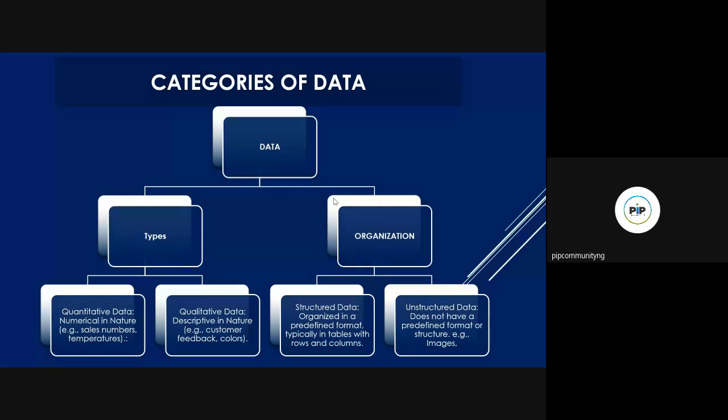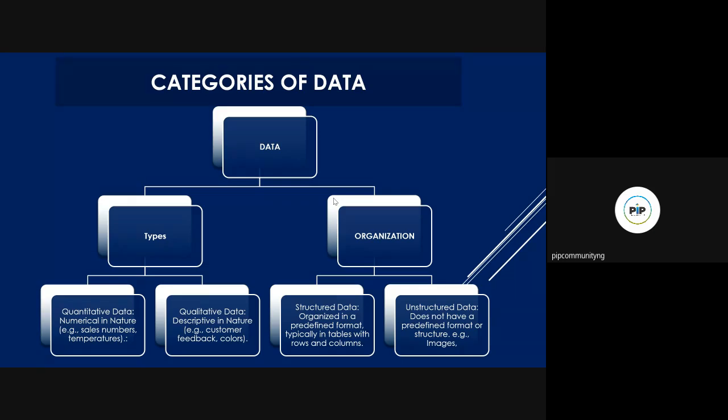Then we also have qualitative data. Qualitative data is descriptive in nature. An example is customer feedback, colors, and derivatives. So anything that describes, it could be a commodity, it could be a person, it could be anything. So those are qualitative data. The major difference between qualitative and quantitative is quantitative data is countable, right? It's computable, while qualitative is not, because it is descriptive.